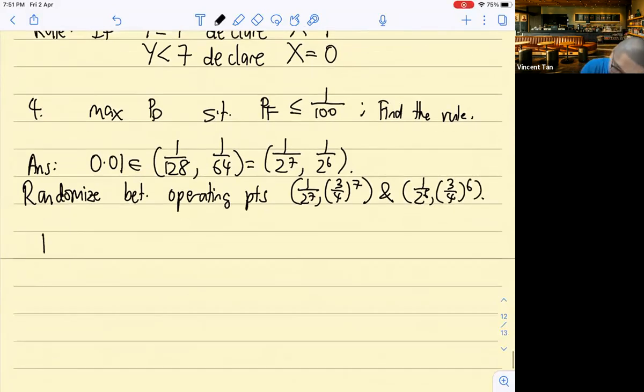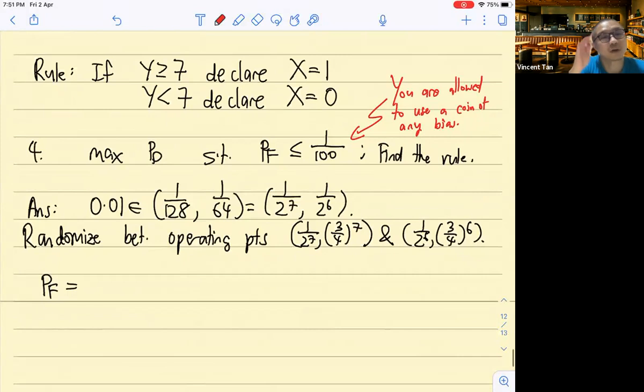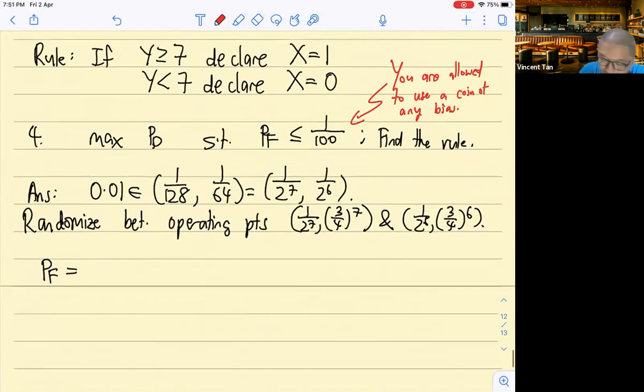Okay, so now the way to decide. Here I must tell you something: if I'm very evil, I will not tell you. Here you are allowed to use a coin of any bias you like. Bias means the probability that the coin is equal to 1. If I tell you you cannot use a coin, that's another question, and then you can do the other question as well.